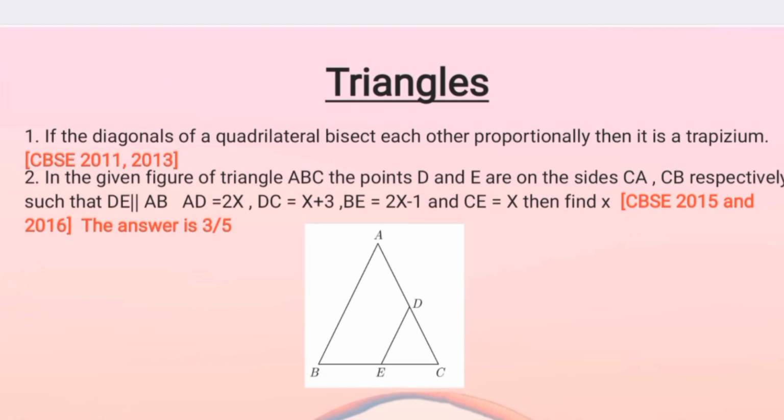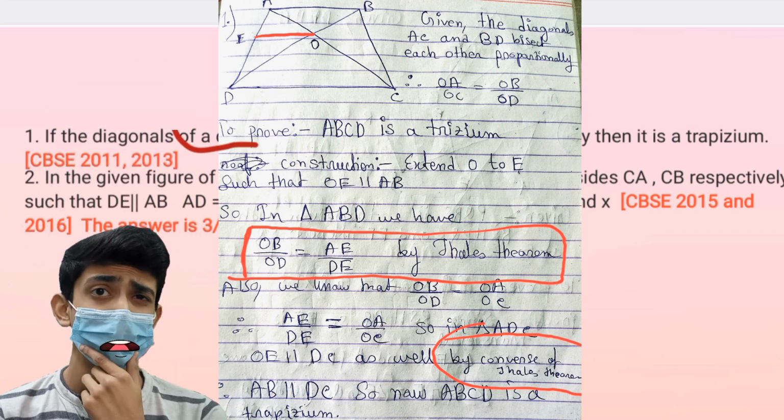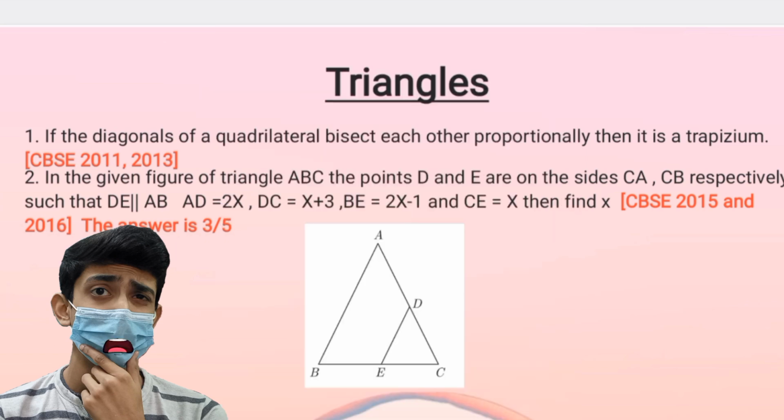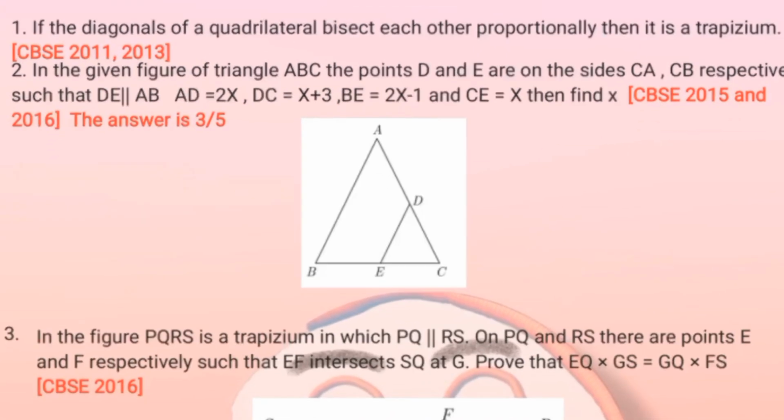Here's the next chapter, triangles. In the first question, you have to use the Thales theorem and the converse of the Thales theorem. See, this construction is also needed. Geometry is incomplete without construction. Okay, in the next question, you have to use the BPT to find the value of x.